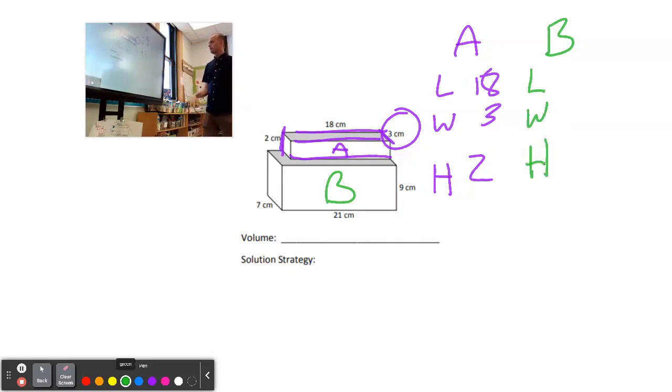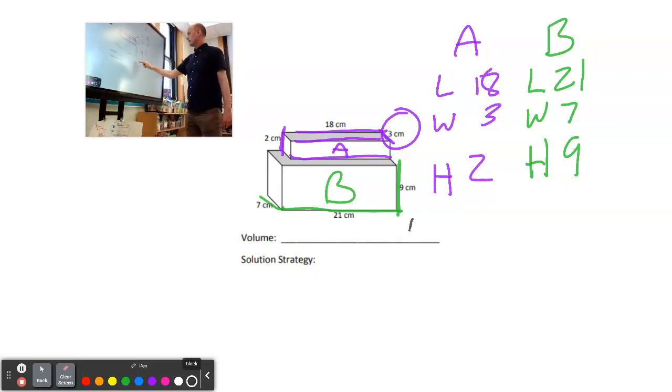Okay. We have a length, a width, and a height. All right. Our length here is pretty simple. It's 21. Our width is 7. And our height is 9. And we are ready to go.